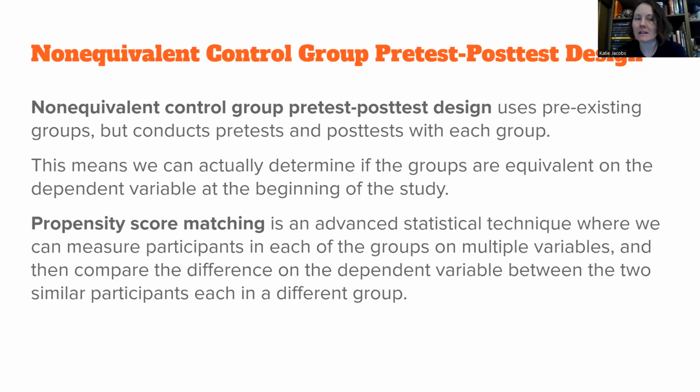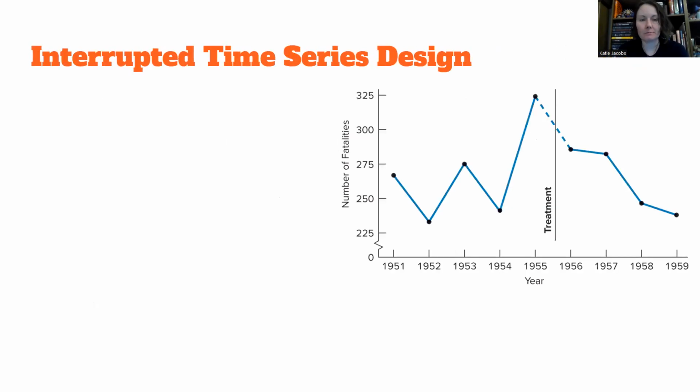There's a more advanced technique called propensity score matching. And this is actually pretty cool. I've not gotten to use it yet. But instead of trying to do a matched group design that you learned about in your statistics class, we can actually measure participants in each of the groups on multiple variables and then compare the difference on the dependent variable between two participants that are similar on those other variables from each group.